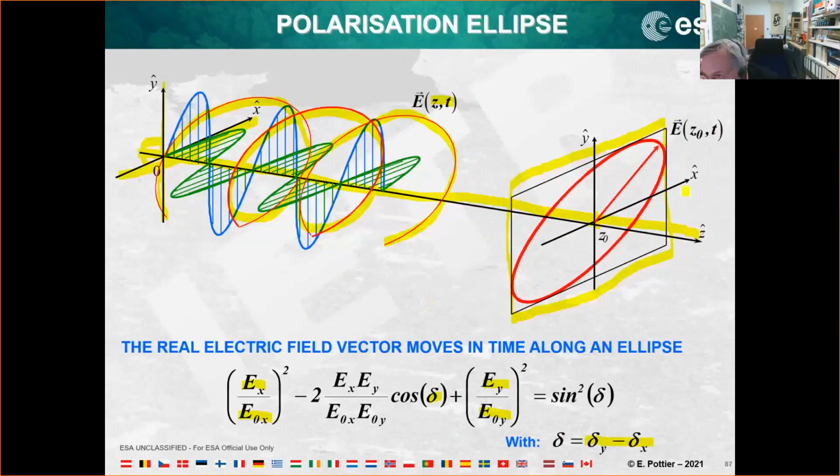Now, if I look to the plane, in fact, I don't move. I am at position z0, but I'm looking at what happened during the time. Okay, what happened during the time? So this is a variation of the field during the time. Okay, so the electric field depends on space and time.